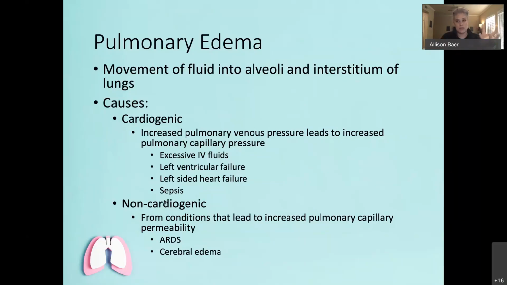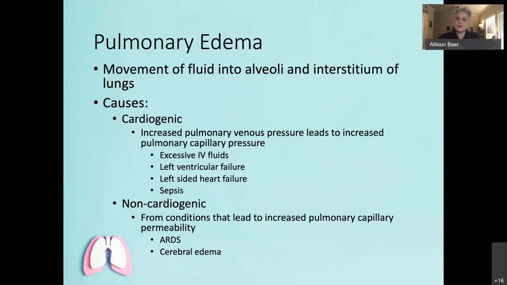It can either be cardiogenic, which for that, just think it's coming from the blood vessels, or non-cardiogenic, and that's coming from the lungs. So cardiogenic reasons could just be too much IV fluids. You've overloaded them with too many fluid boluses or something like that.